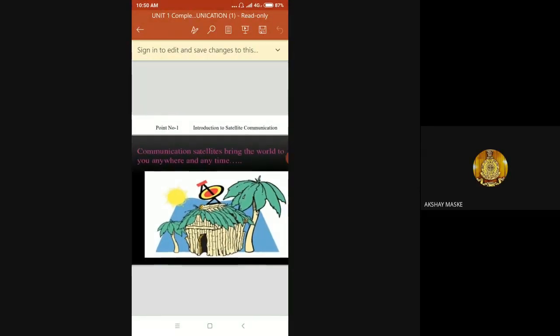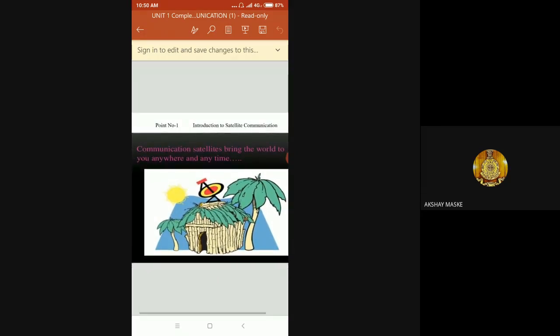Okay, let's start with point number 1, that is introduction to satellite communication. You have seen what is meant by communication. Communication is nothing but exchanging information from one point to multiple points. Whatever information is sent from one point to another point, we require this communication system. This communication system is always present in the satellite subsystem. The components present in satellites form the satellite communication system.